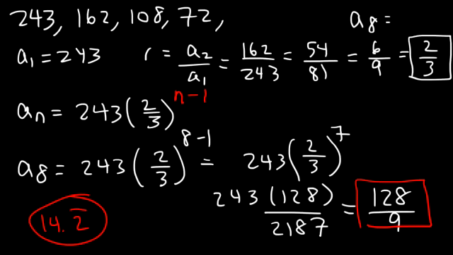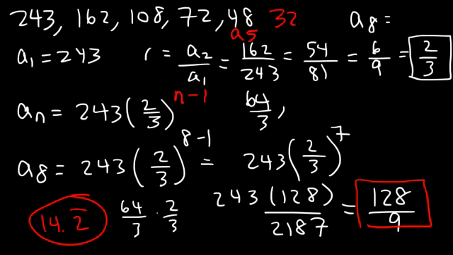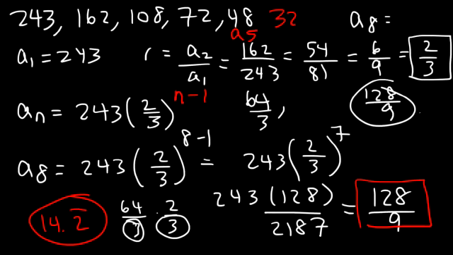72 times 2/3, that's 48. That's the fifth term. 48 times 2/3 is 32. 32 times 2/3, that's 64/3. And if we multiply 64/3 times 2/3, 64 times 2 is 128. 3 times 3 is 9. So we get that answer.